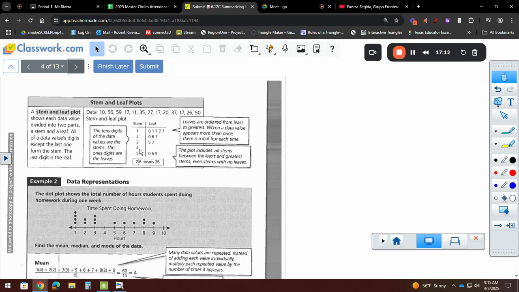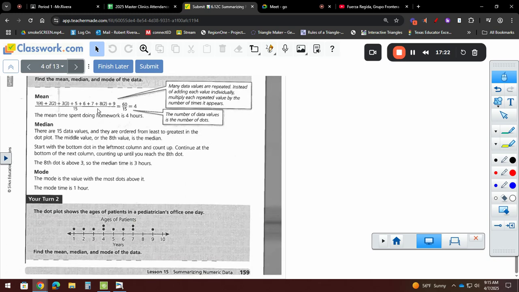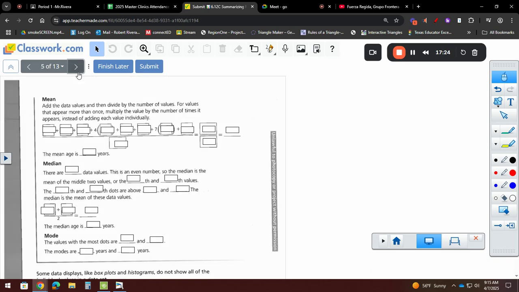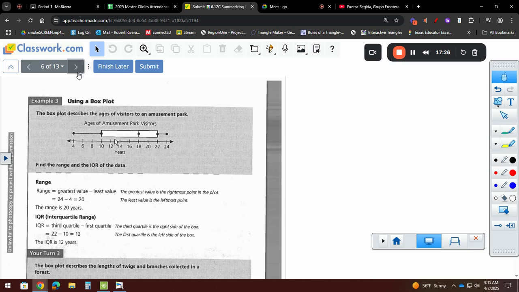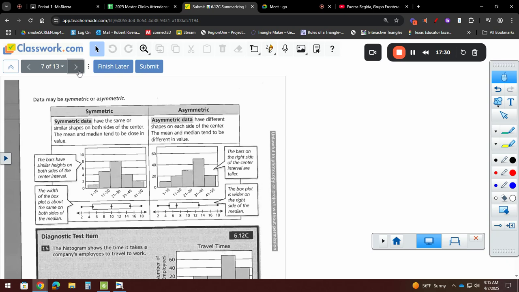If there's a 4 and nothing over here, that means that there's no data regarding the 40. Questions with that? Okay. You don't have to do none of that. I already talked about box plots, so it's again giving you some examples there.